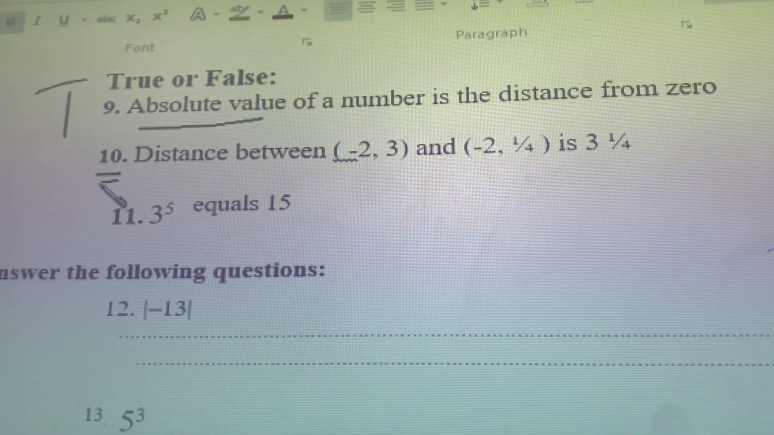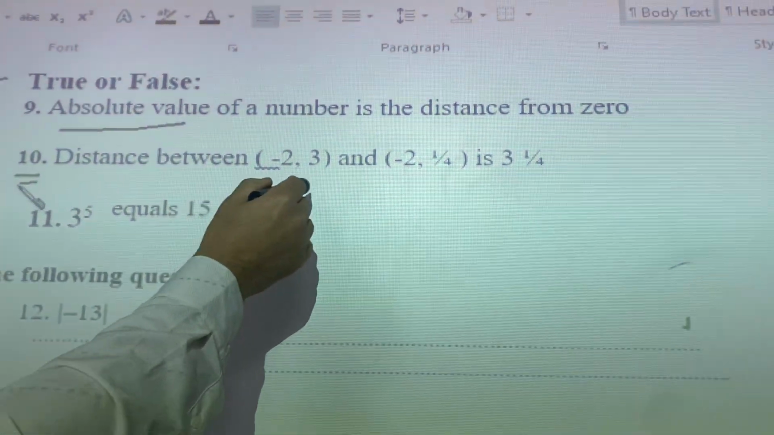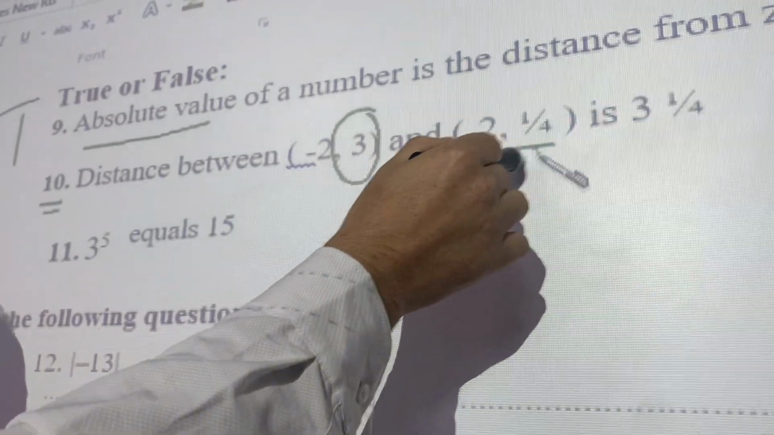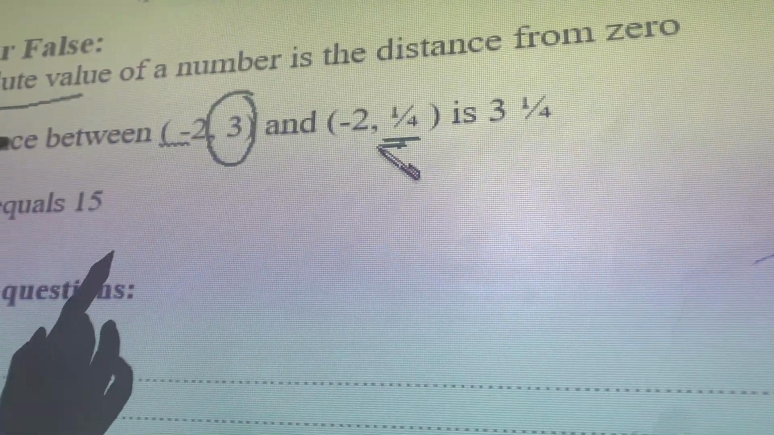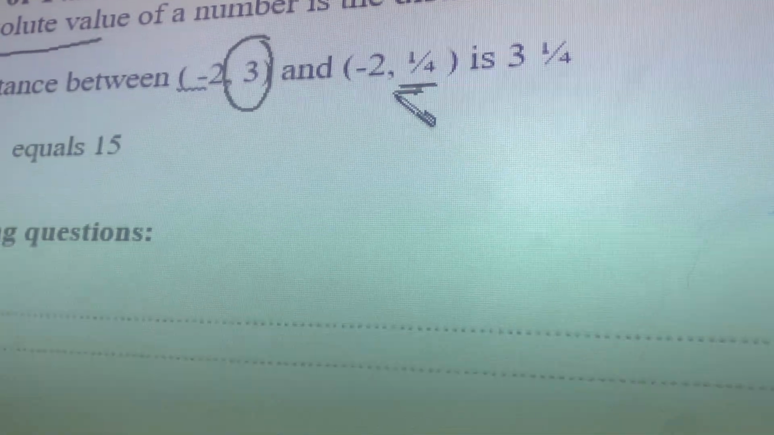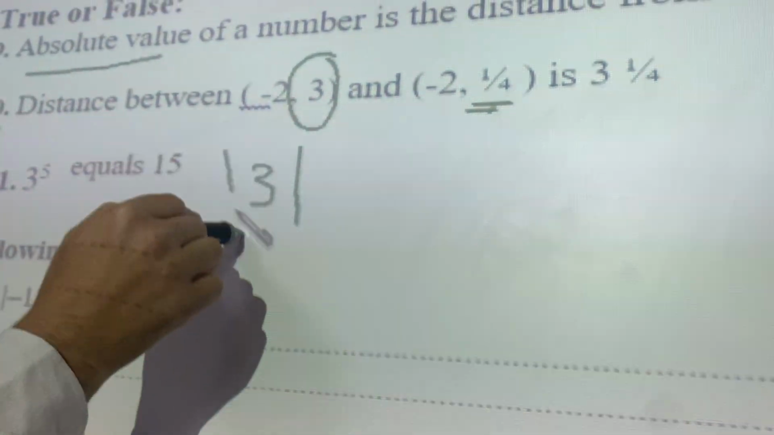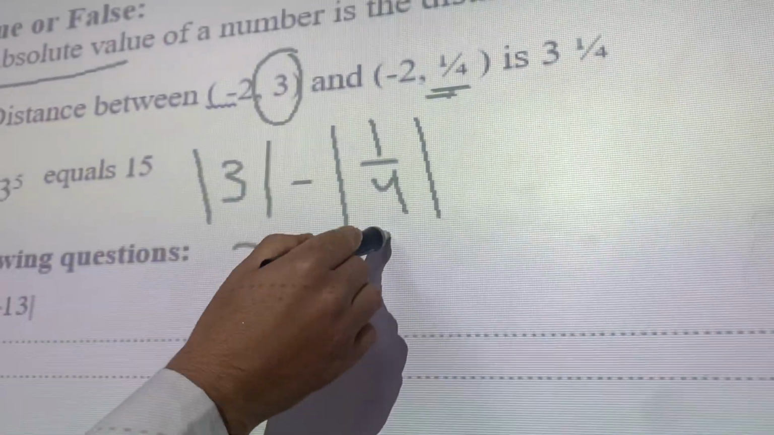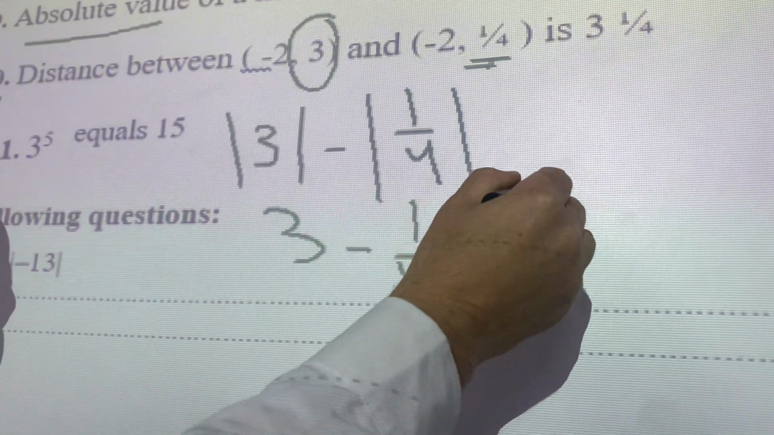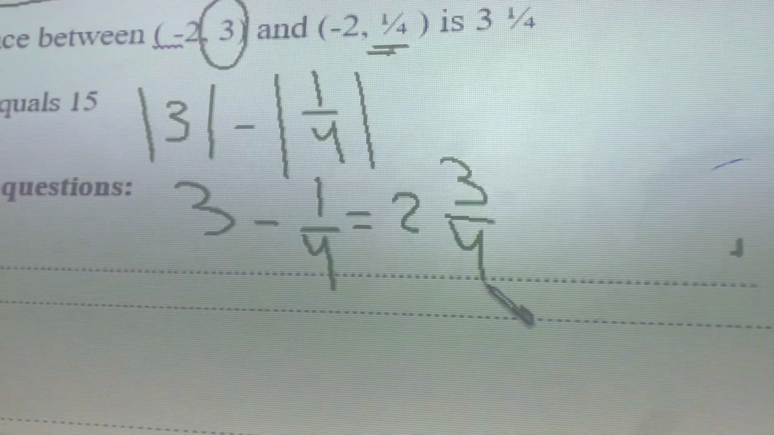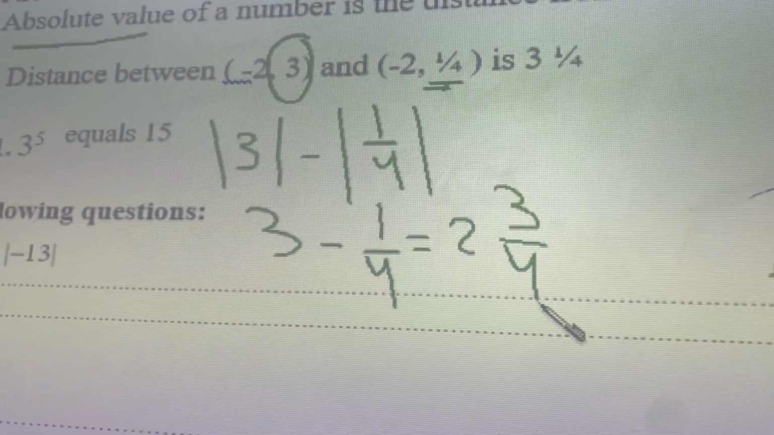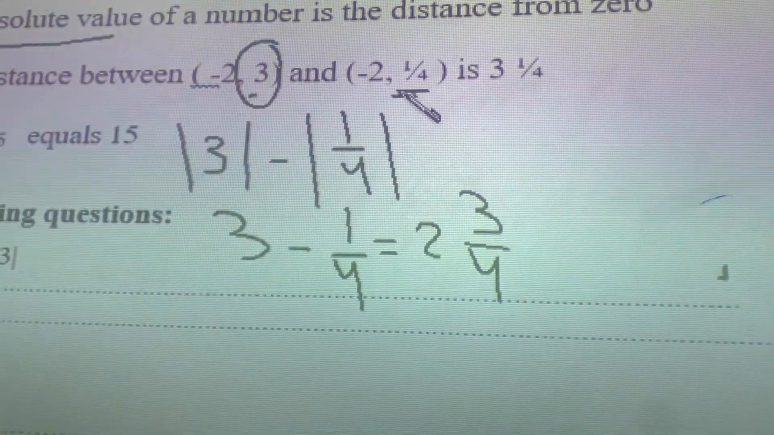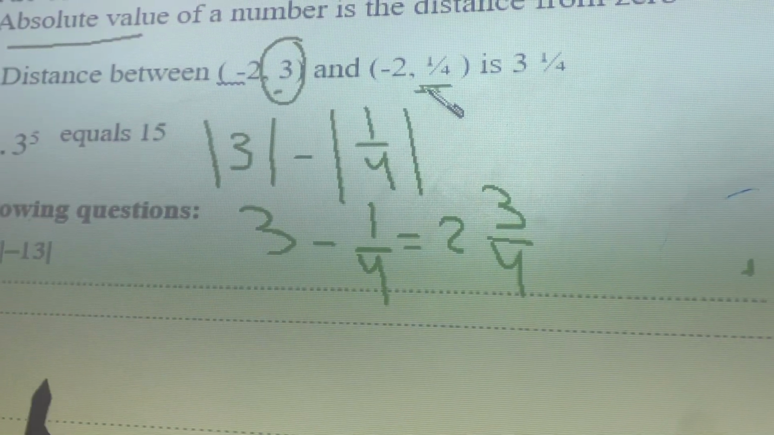Now number 10, distance between negative 2 3, and negative 2 1 over 4 is 3 and 1 over 4. Now let me try to find it. So I focus on the coordinates which are different, this 3 and this 1 over 4. Now they have the same sign, so I need to subtract their absolute values. So absolute value of 3 minus absolute value of 1 over 4, which is 3 minus 1 over 4, which is 2 3 over 4. Mentally, but he put the answer, he made the mistake by adding. But with the same sign, we subtract their absolute values. So the answer is false.